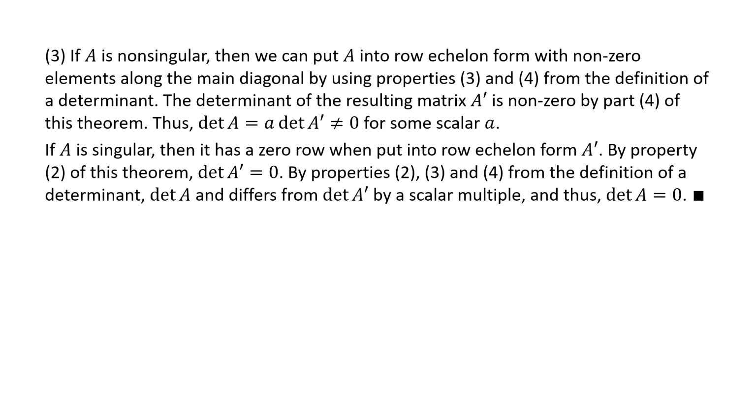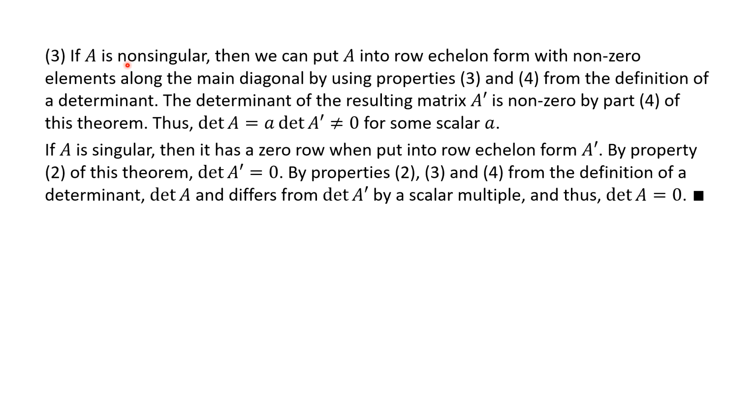Okay, let's finish off the proof of the theorem. So property 3 is the equivalence between invertibility of a matrix and whether or not the determinant equals 0. If A is non-singular, in other words, invertible, then its determinant is not equal to 0. And if A is singular, we want to show that its determinant equals 0.